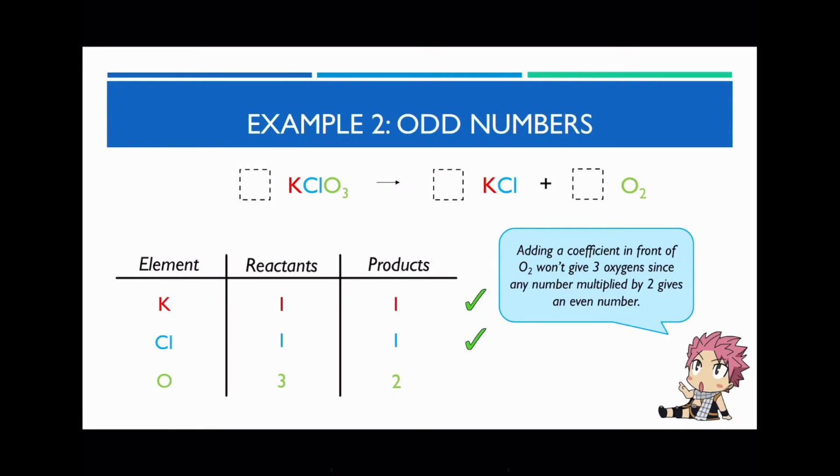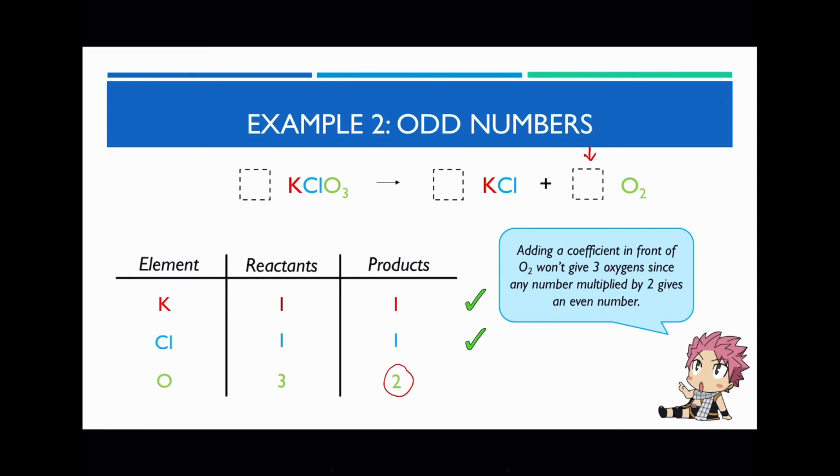To balance the number of oxygens, notice that on the right-hand side of all my products, you've got less oxygens over here, so we need to add in a coefficient in front of oxygen gas to balance the number of oxygens. However, you should have the basic mathematical understanding and knowledge to say that if you add a number in front of O2, this won't give you a 3 at all, because any number multiplied by 2 will give you an even number. It won't give you an odd number like the number 3 at all. So how do we overcome this problem?